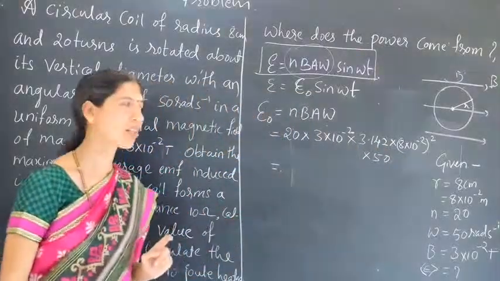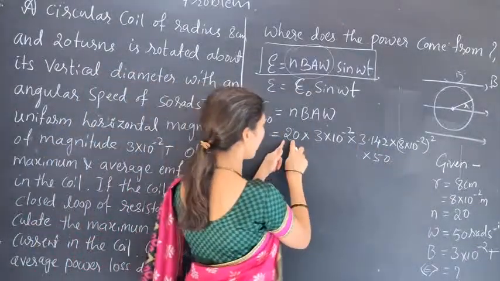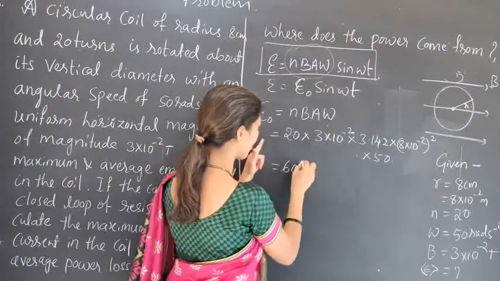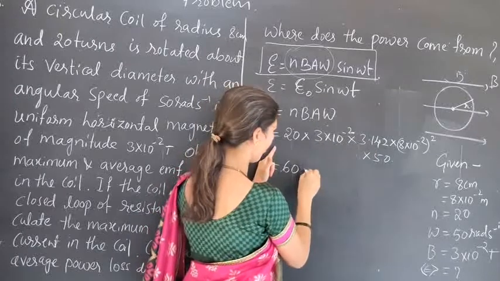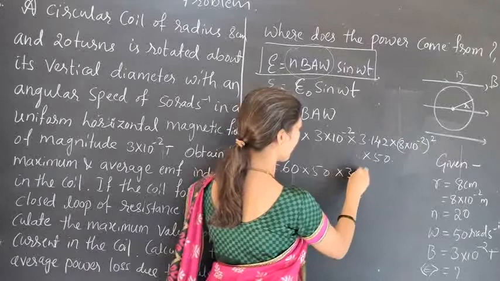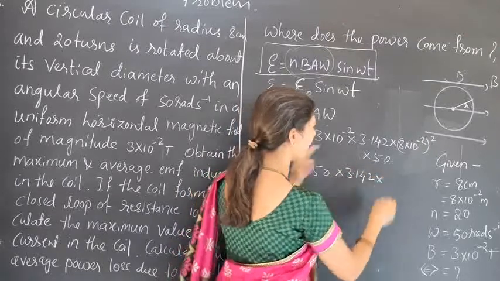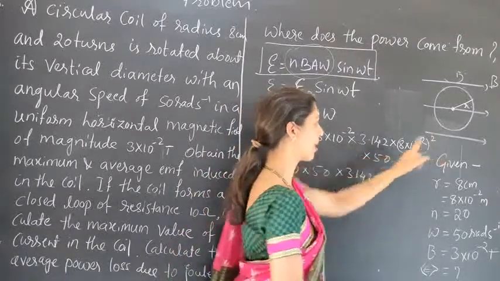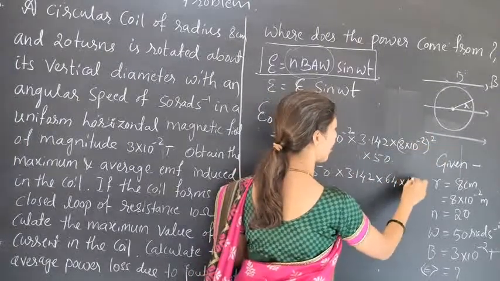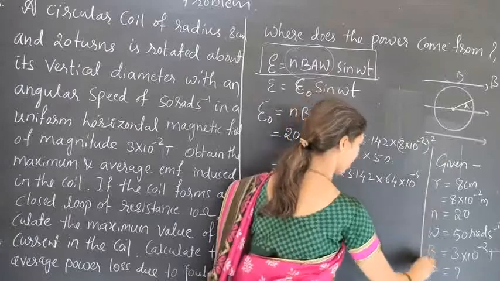So you have to calculate this value. That is 20 into 3, it is 60, into 50 into 3.142 into 8 square. 8 square is 64 into 10 raised to minus 2 square is 10 raised to minus 4.